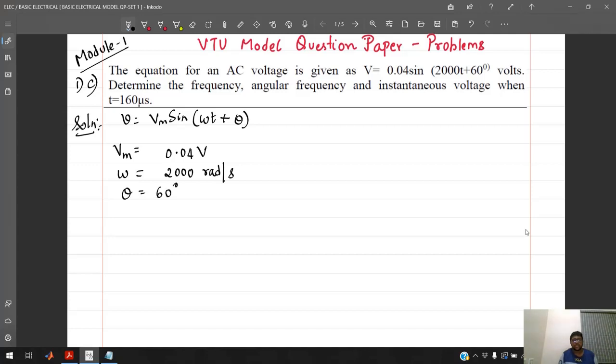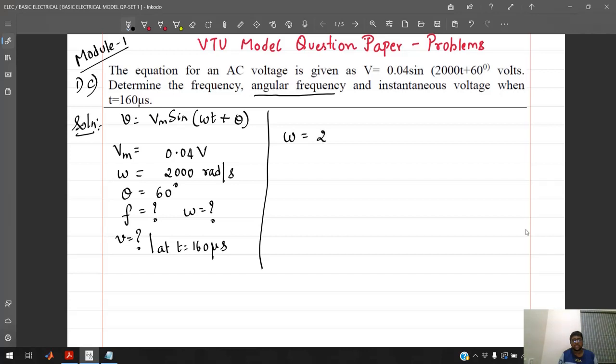They have asked you to determine the frequency, f = ?, the angular frequency, that is omega, and the instantaneous voltage, V = ?, at t = 160 microseconds. This is the given data. Let us solve now. For the angular frequency, omega is given already, so one part of the question is solved: 2000 radians per second.